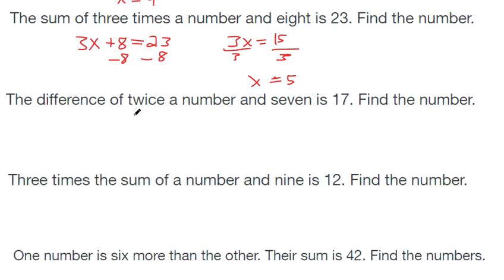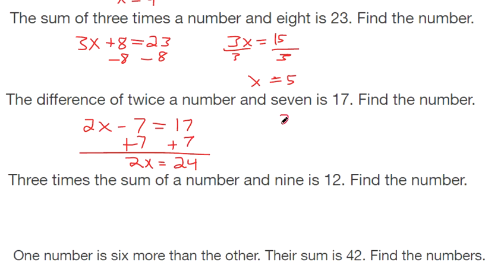So this is the difference of twice a number. Difference means subtract. There's twice a number and 7. That's the difference between twice a number and 7. Is means equals. There's 17. So you can add 7 to both sides. So 2x equals 24. And then we're trying to get x by itself. So divide 2 from both sides.